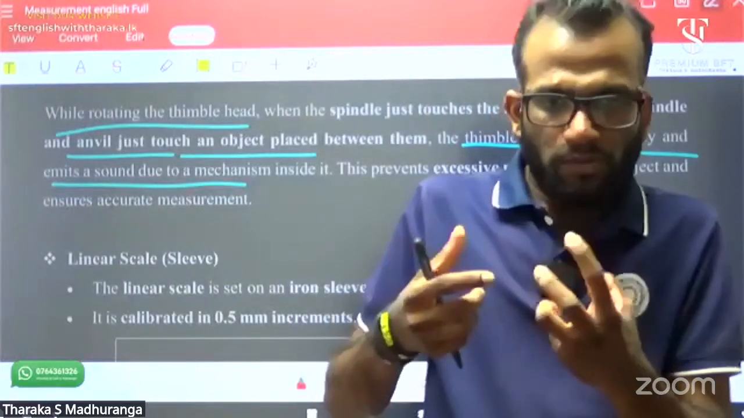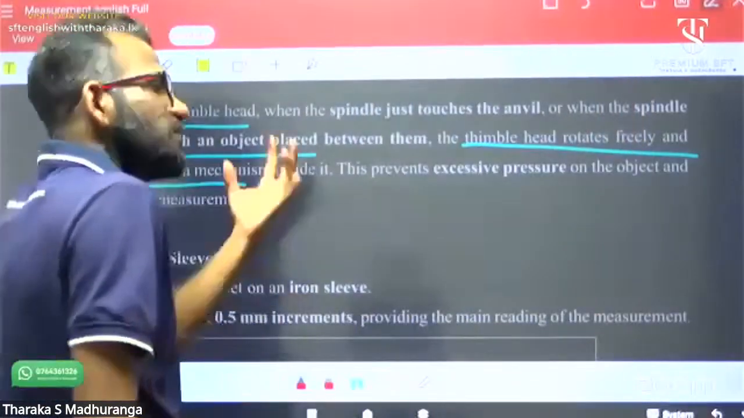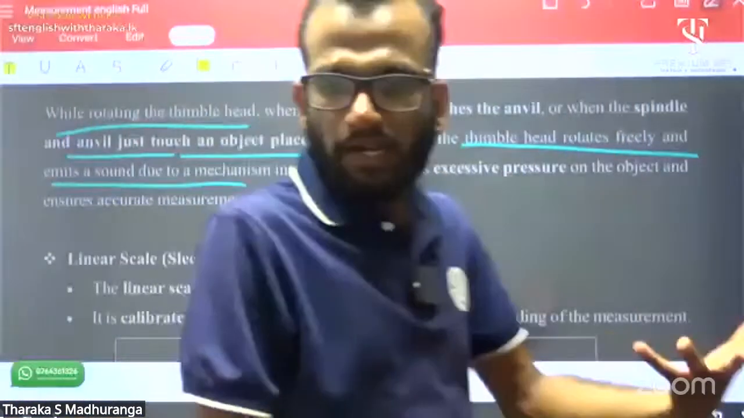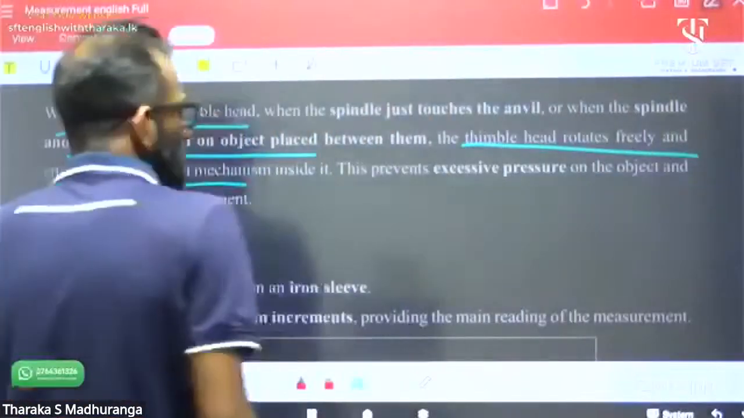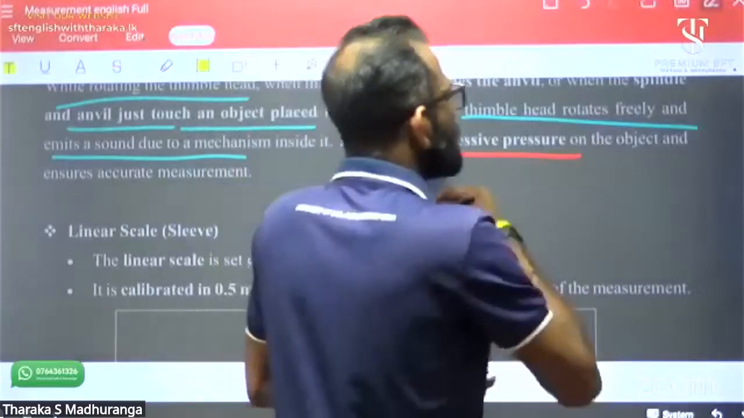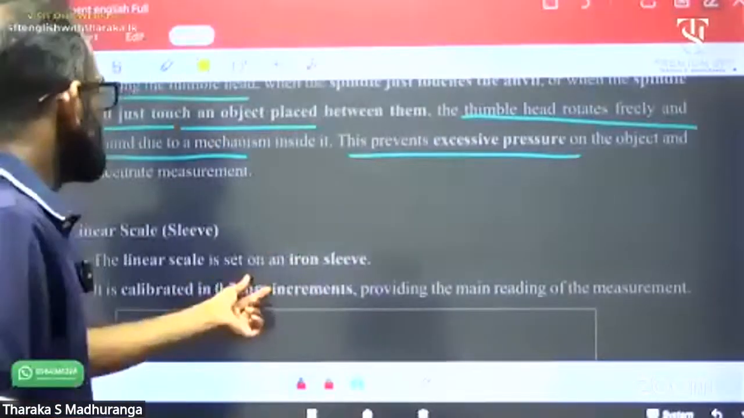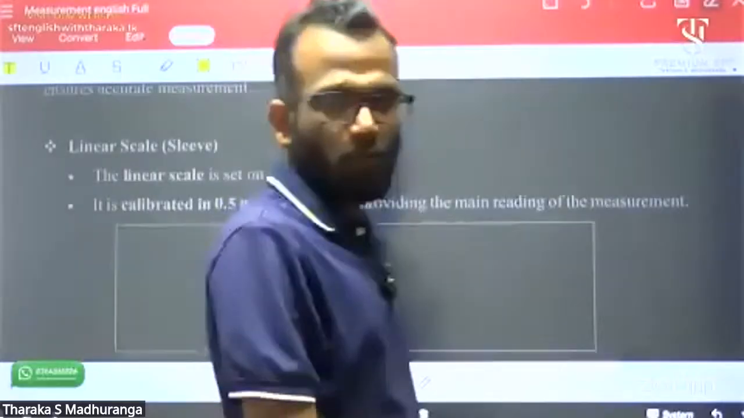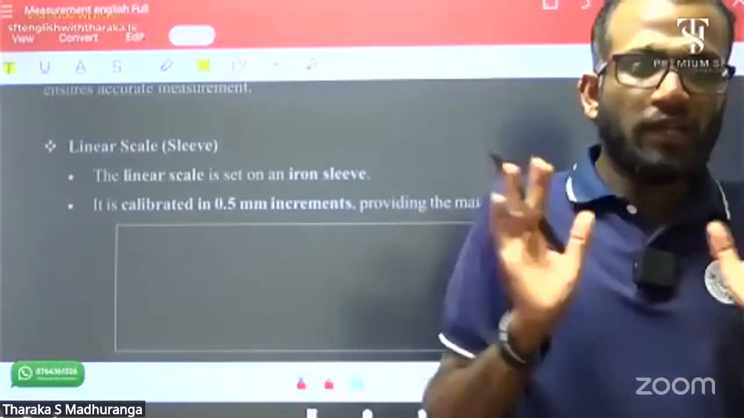Okay, it makes a sound. Now I have already explained. This is the theory, and now you already have a practical understanding. This prevents excessive pressure or tightness being applied on the object during measurements. Up to now, everything okay.